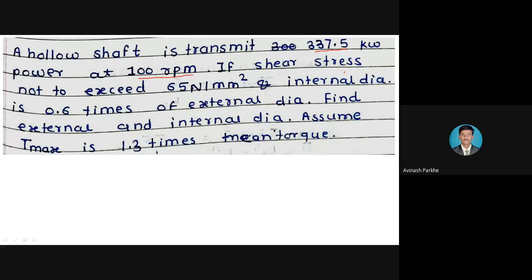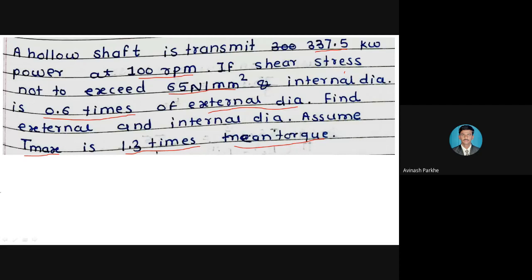If the shear stress is not to exceed 65 Newton per mm square and the internal diameter is 0.6 times the external diameter, the condition is given. Find the external and internal diameter. Assume Tmax is 1.3 times the mean torque. Tmax is equal to 1.3 times mean torque.